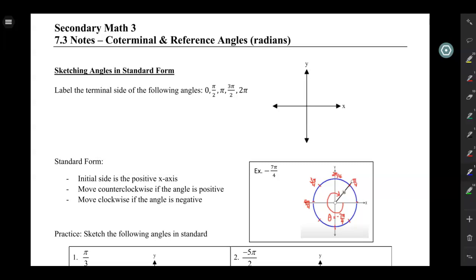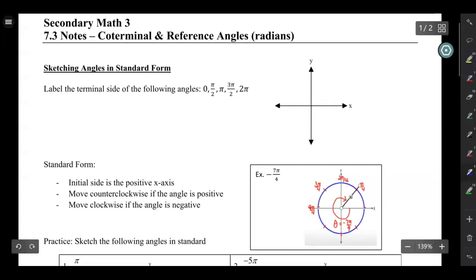In this video, we're going to be talking about sketching angles in standard form and finding coterminal and reference angles. And today we'll be working just with radian angle measures. So to start out, I just want us to look at an XY plane and label some important angles in radians. This is kind of going to be a starting point. It's going to allow us to think about where the rest of the angles in radians belong.